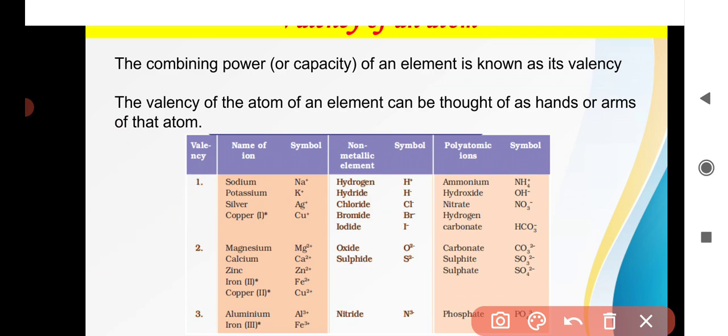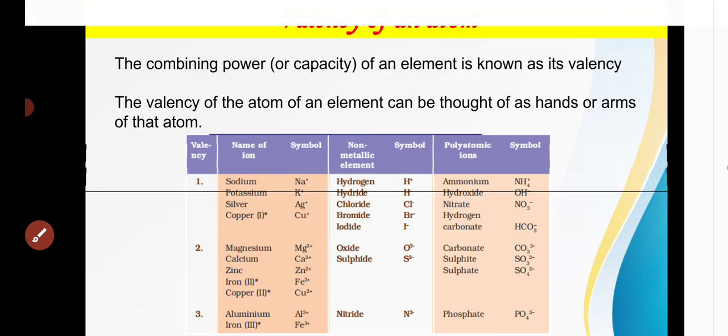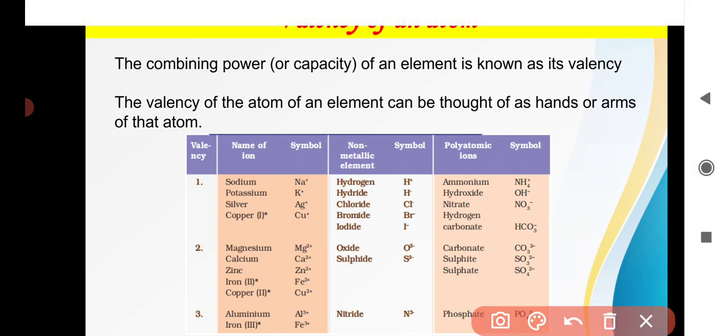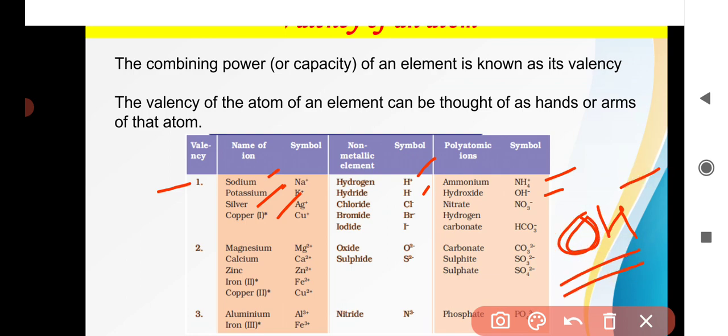In the same way, there are different elements given here, having their different valencies. For example, valency 1 is present for sodium, potassium, silver, copper, and so on, with some non-metals like hydrogen and chloride. In ammonium, it is NH4, which is positively charged, therefore its valency is 1. In hydroxide, its valency is 1 because oxygen is combined with hydrogen and they have a negative charge, so that's why they have a valency of 1.